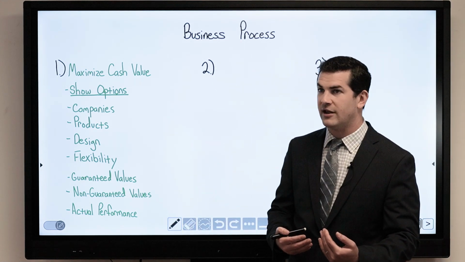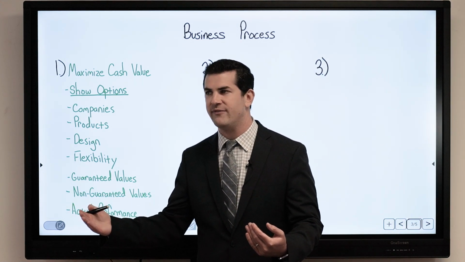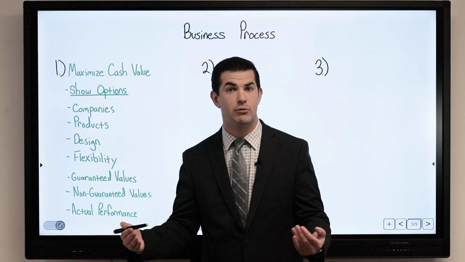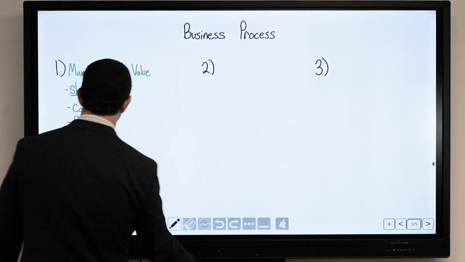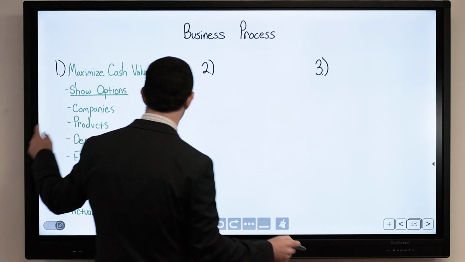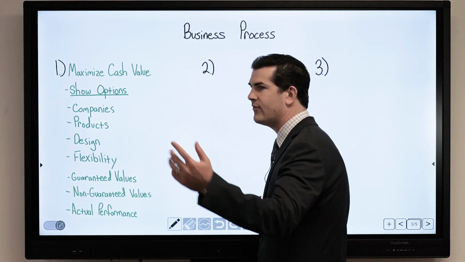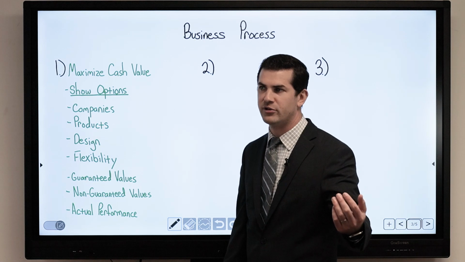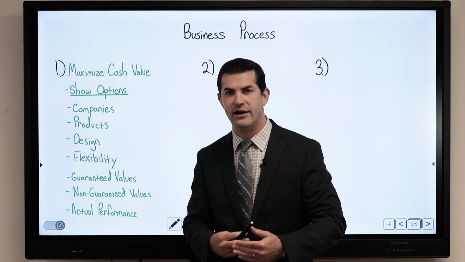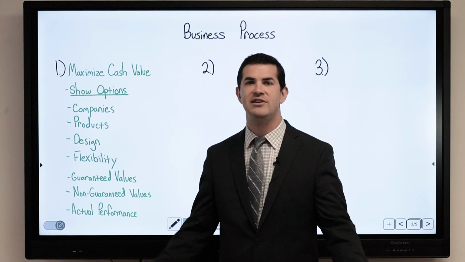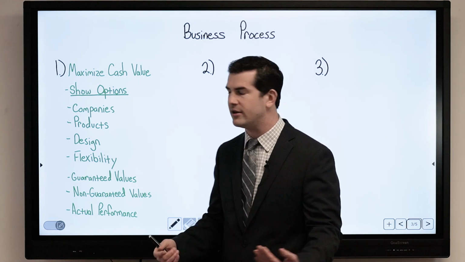Think of it like if you could see every product and design available on Amazon, well, we'd see everything up front. So, showing options. What does that entail? Let me get out of the way here. Companies. So many different life insurance companies. Some are more flexible than others. Some have a variety of products where some only have a few products. Knowing that up front, seeing what fits is very important.